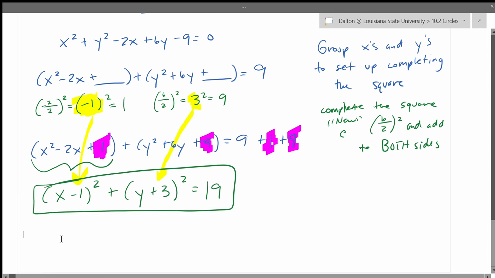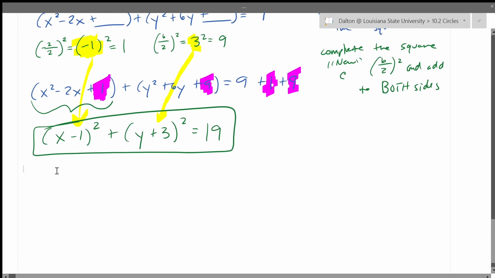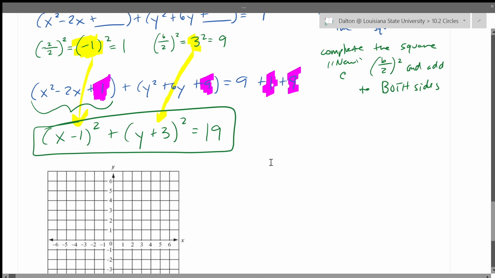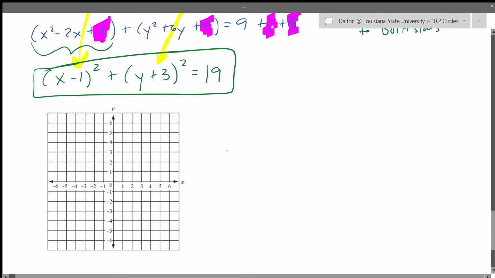Now, in order for me to graph it, I've got to know what the center point and the radius is. So to do that, my center point is going to be h and k, and it's going to be the opposites of those binomials. So if it's x minus 1, I know that the h value is positive 1, and then y plus 3 indicates negative 3. So my center point is at 1, negative 3. Let's graph that first.